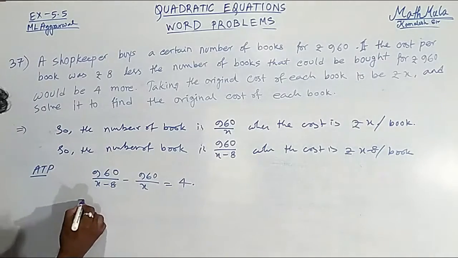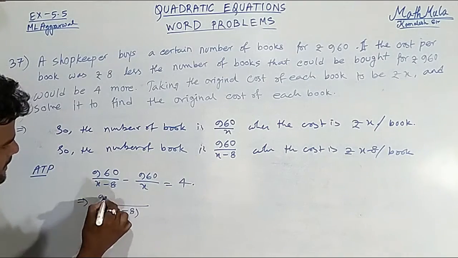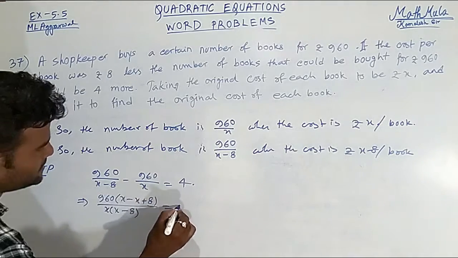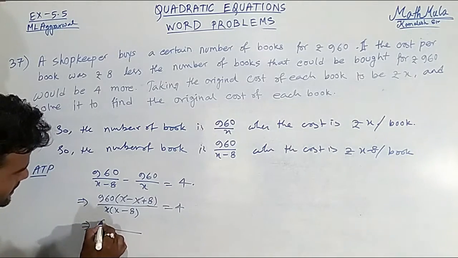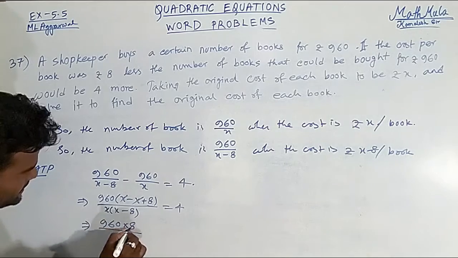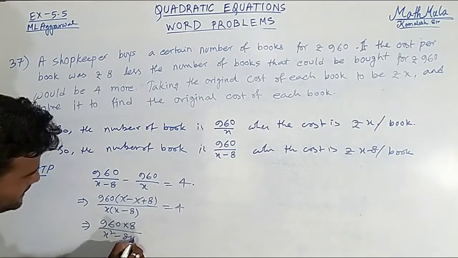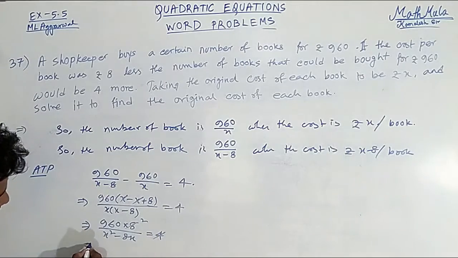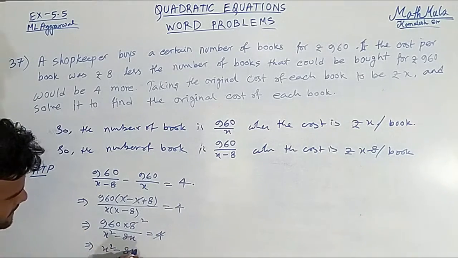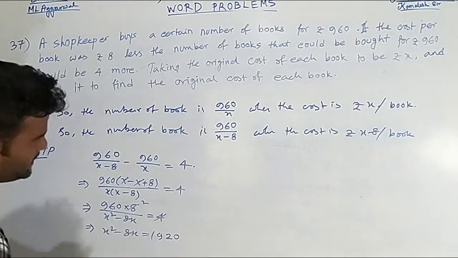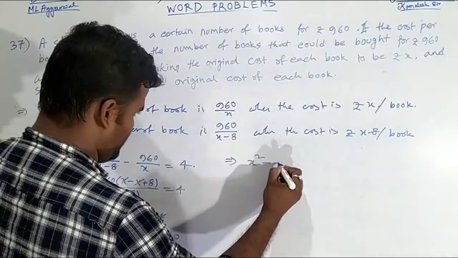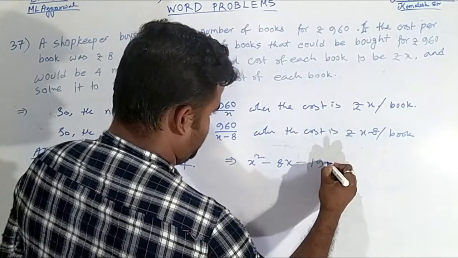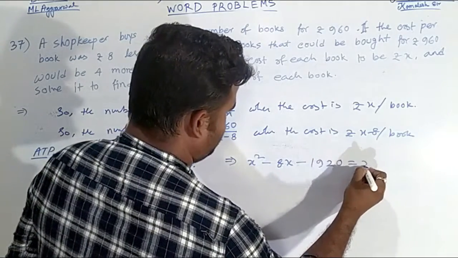Now we solve this equation and take the LCM, and 960 is common. It will be X minus X plus 8 is equal to 4. This is equal to 960 into 8 by X square minus 8X is equal to 4. Now 4 and 8 will be cancelled. This is 2. And that implies X square minus 8X is equal to 1920. That implies X square minus 8X minus 1920 is equal to 0.